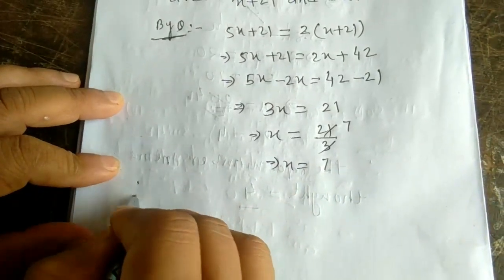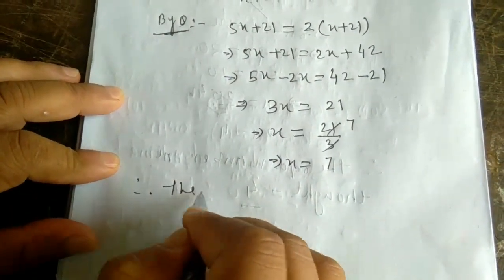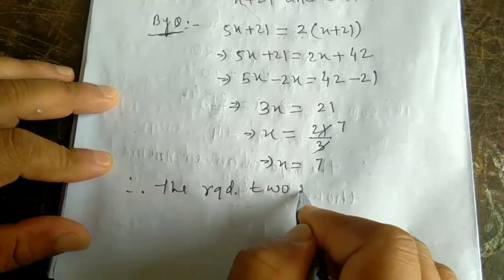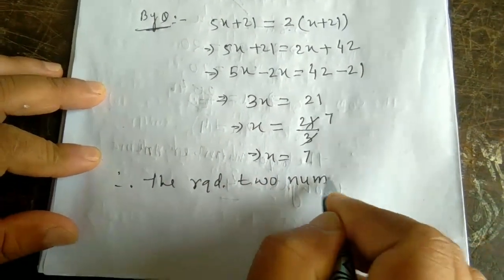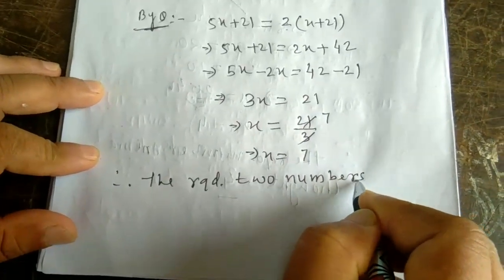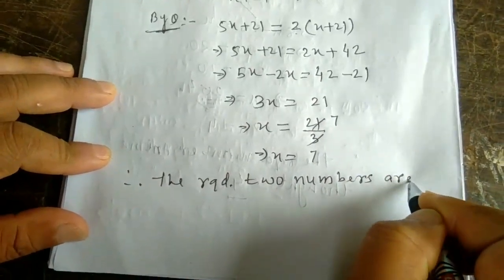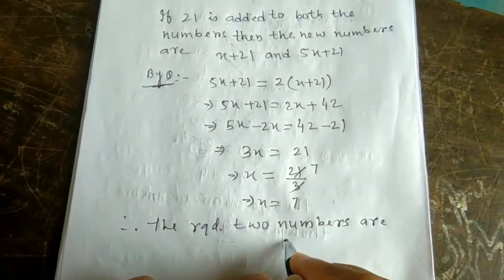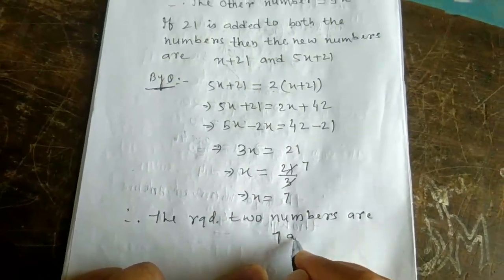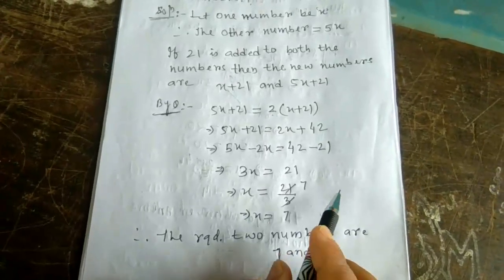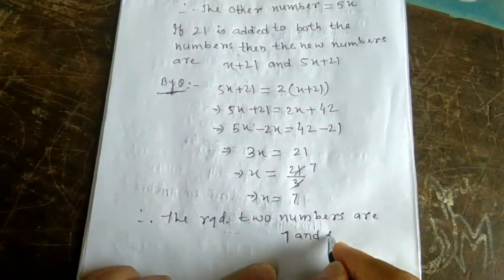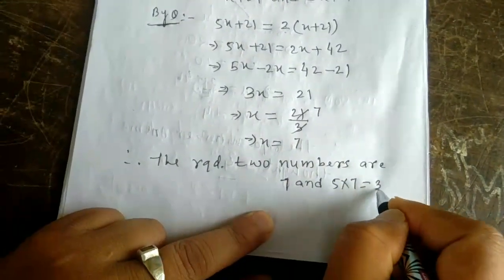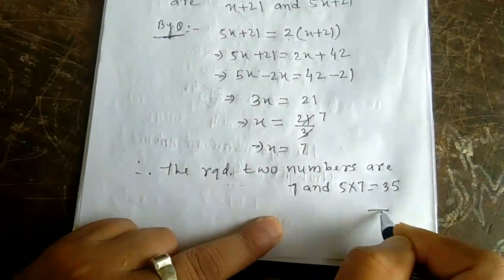So therefore, the required two numbers are: one number we have taken as x, so the value of x is 7, and another number we have taken as 5x, so 5 into the value of x, which is 7. You put 5 sevens are 35. So these are the two numbers.